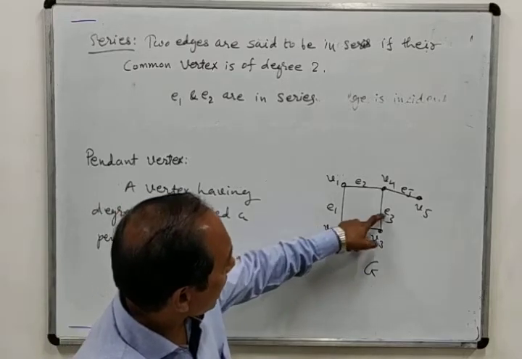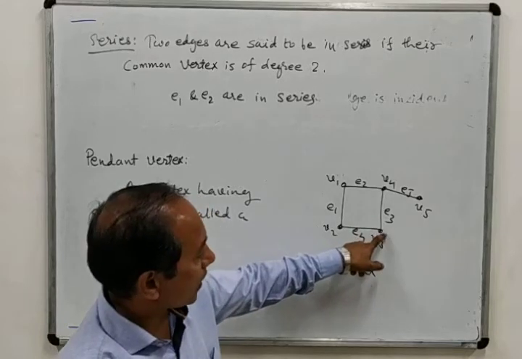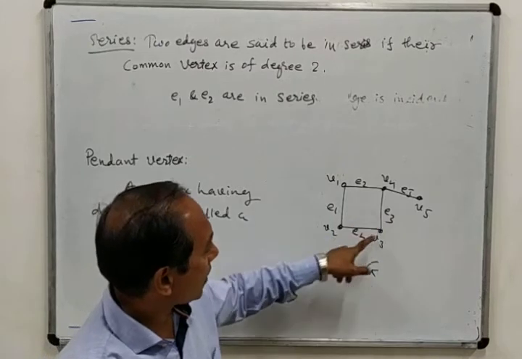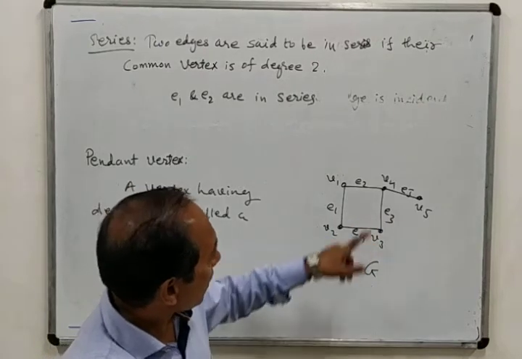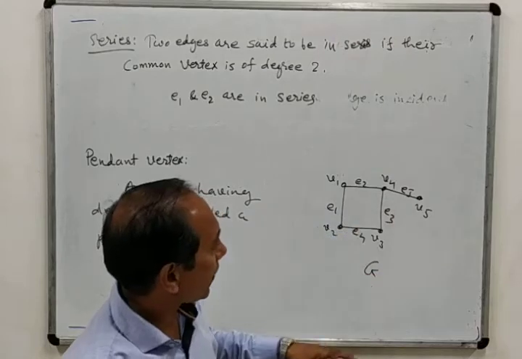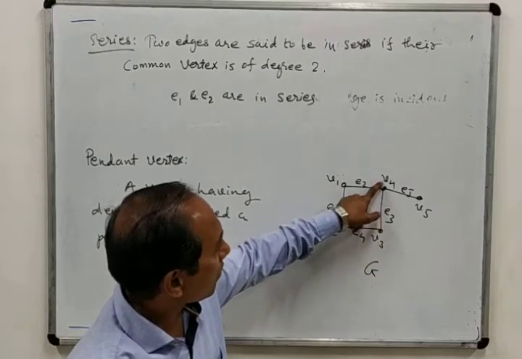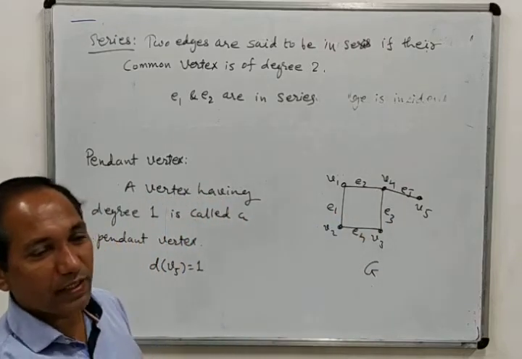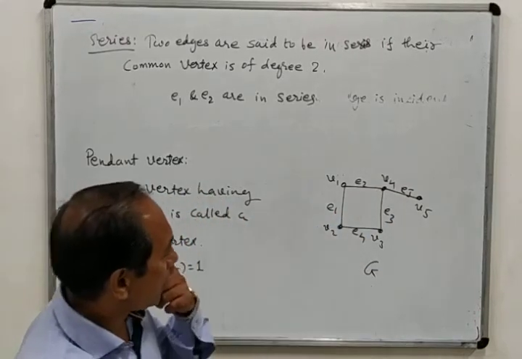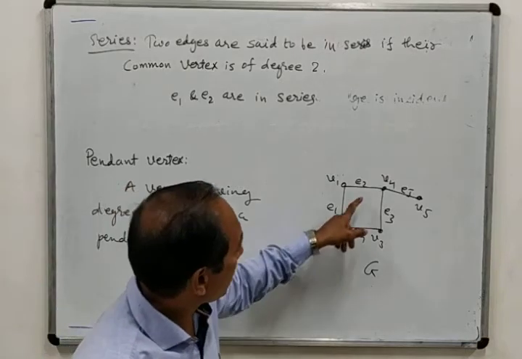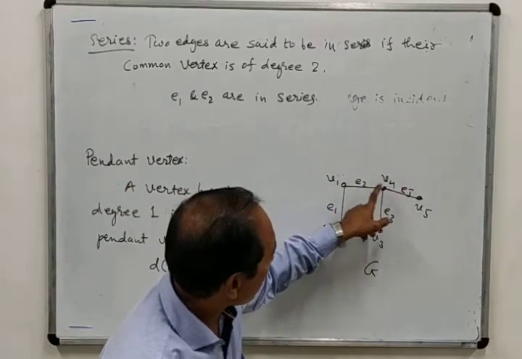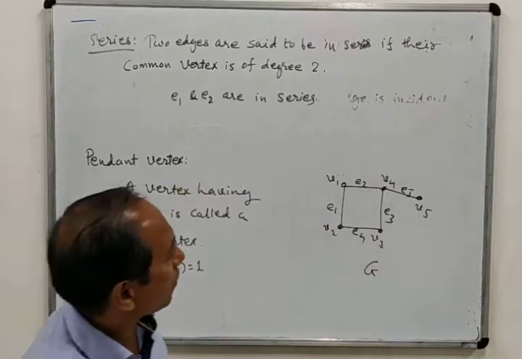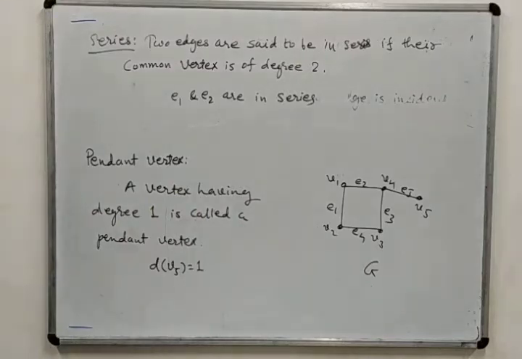If we talk about E3 and E4, obviously their common vertex is B3 and it is of degree 2. So we say that E3 and E4 are in series. Now let us say about E2 and E3. E2 and E3 have common vertex B4, but you can see that its degree is 3. B4 has degree 3. So E2 and E3 are not in series. Similarly, if we talk about E2 and E5, their common vertex is B4, but B4 has degree 3. So E2 and E5 are also not in series.